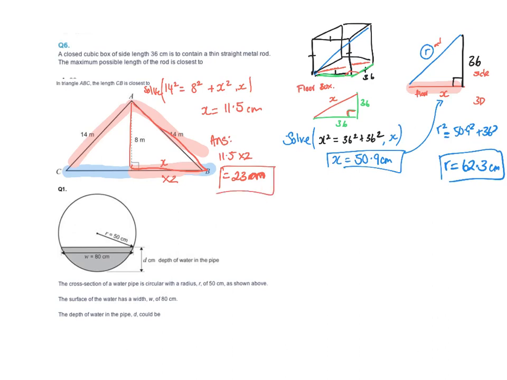Okay, so here's another one of that depth thing as well. This time they want to find the cross-section of a water pipe, and it's circular with radius of 50 as shown. The surface of the water has a width of 80 centimeters. The depth of the water is what we want. So it was similar to the one before, except if we go from here to here, you know that's another radius, isn't it? So that blue line is 50. What they're actually asking you for is from here to here.